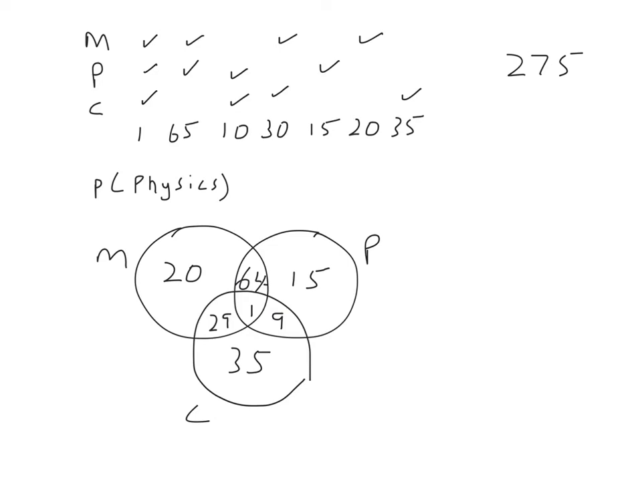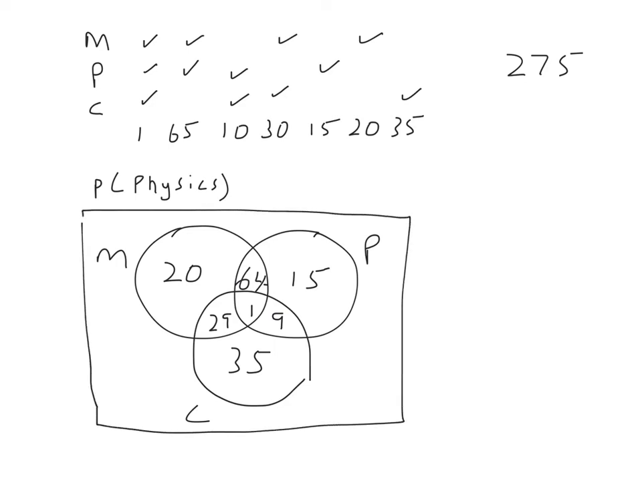And there's 275 people altogether. So what do these numbers add up to? That's 193. So that means that if we draw a large rectangle around the whole lot, there's going to be 82 people that are not studying any of these three subjects.